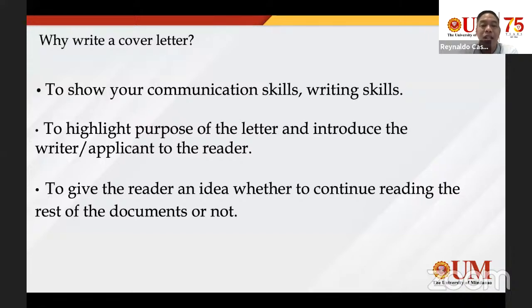The second is to highlight the purpose of the letter. What is the intention of you writing the letter, and you introduce yourself to the reader. Who are you, by the way? The third one is to give the reader an idea whether to continue reading the rest of your documents.